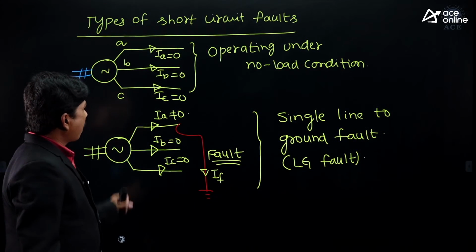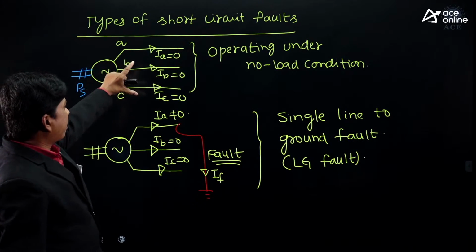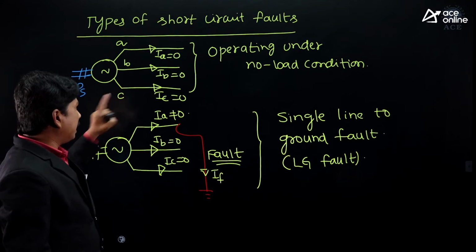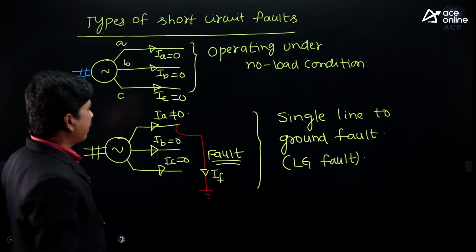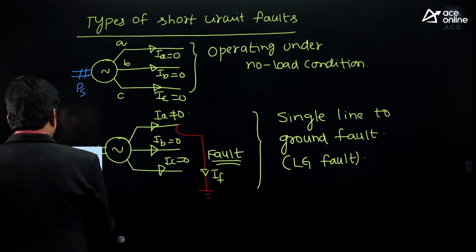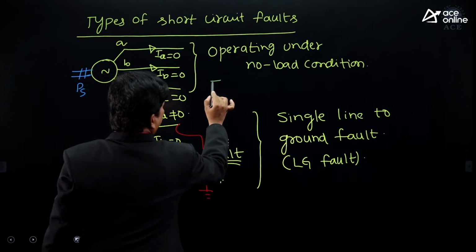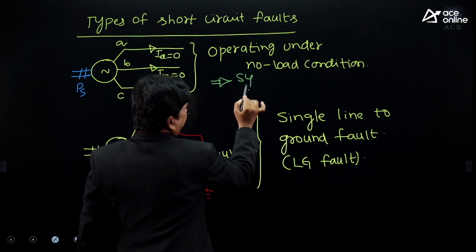Please check here students. Before the fault, IA is equivalent to 0, IB is equivalent to 0 and IC is equivalent to 0. The system is operating under which condition? The system is operating under balanced condition. So you can say system is balanced.